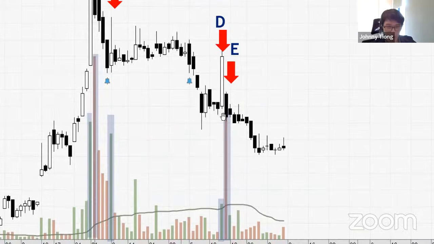Day D is quite straightforward, close in zone 1, buyers in control. But we look at day E. You see the volume is so high and it's a bearish candle. Imagine, for this E candle, the volume is higher than day D, meaning we can interpret that those who bought in day D maybe already sold in day E because the volume is so high.